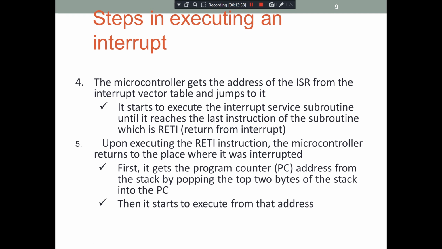That means the program will continue getting executed. When you provide the instruction RETI, it will stop the execution of the interrupt routine. When it receives RETI, it first gets the program counter address from the stack by popping the top 2 bytes of the stack into the program counter. Then it starts to execute from that address.